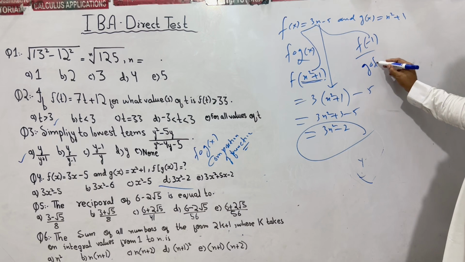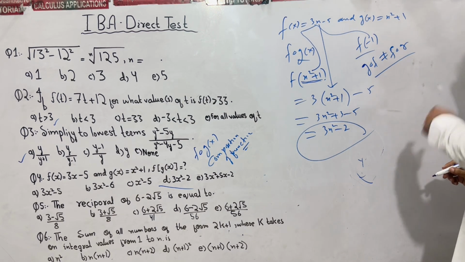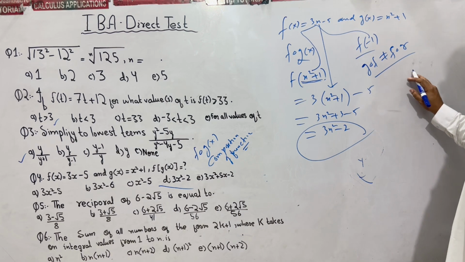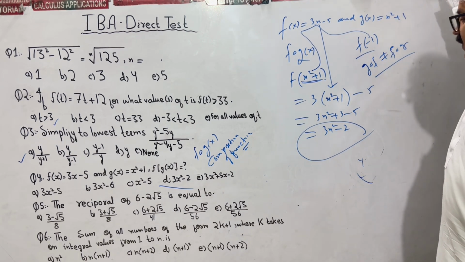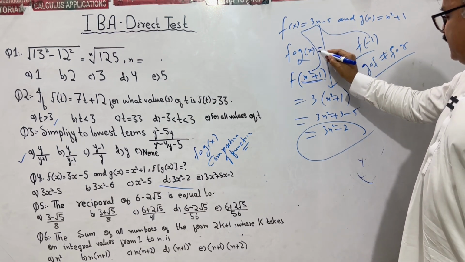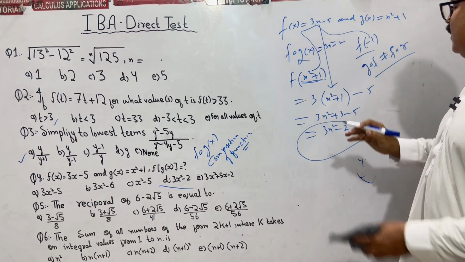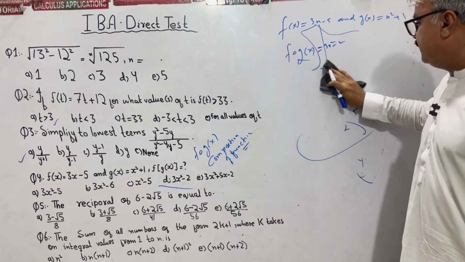F o g and g o f, they are not equal, they are not commutative. F o g does not equal g o f. Let me verify this as well. So I have the result of f o g equal to 3x square plus 2. What about g o f? Let's see and find out.